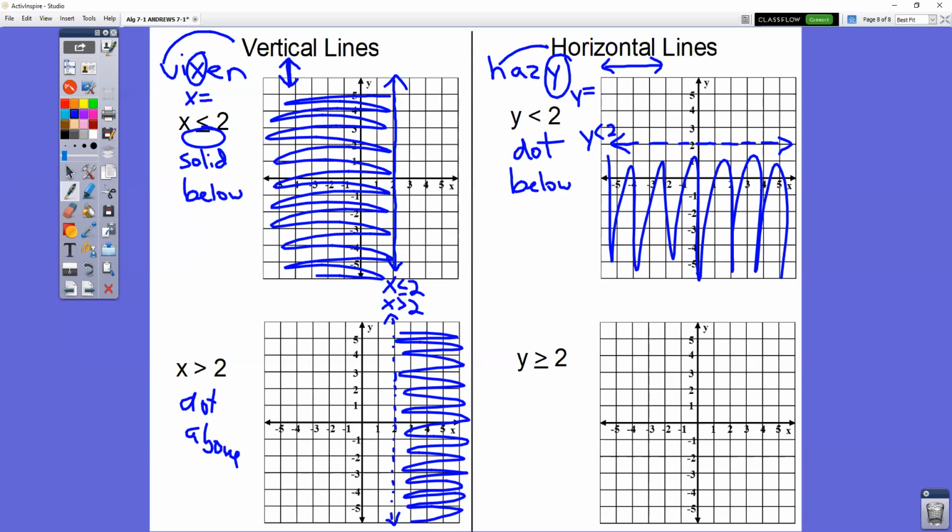Here we have y is greater than or equal to 2. You see the or equal to, so that's going to be a solid line. Greater than is up above. So you're going to have a solid line this time at y equals 2. And you are going to shade above it.